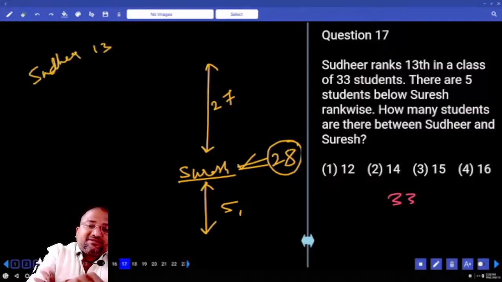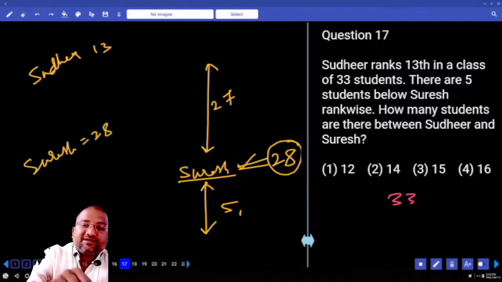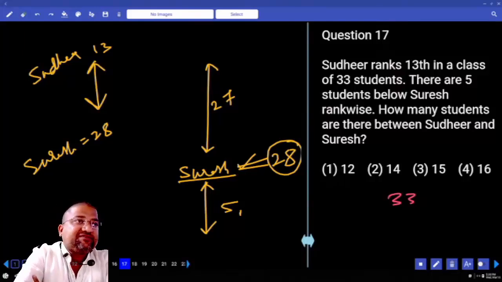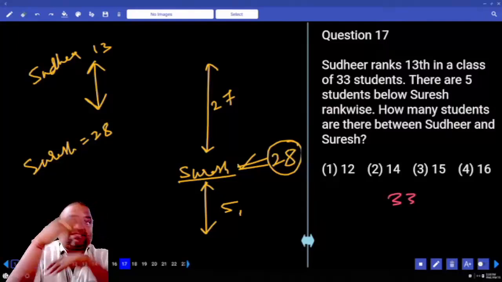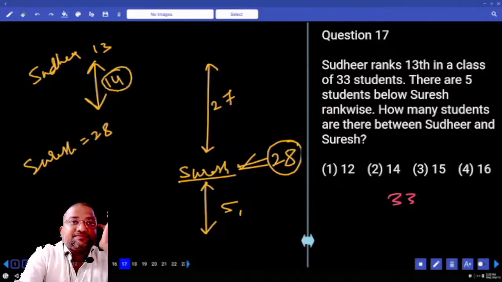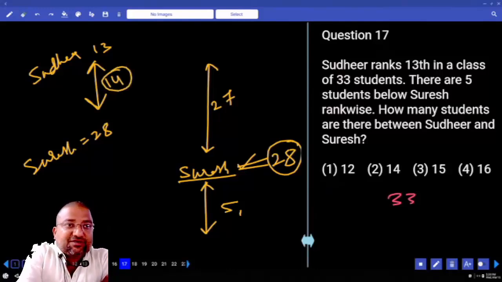Sudhir is 13, Suresh is 28. The question is how many people are in between them? 13 plus 15 is 28, but you will not count the 28th person, because he is asking the number of people in between them. How many will you have? 14. Is this clear or not?